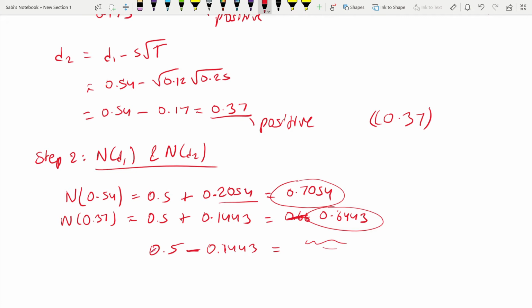Okay, let me cut this, otherwise you will get confused. What is step 3? Step 3.